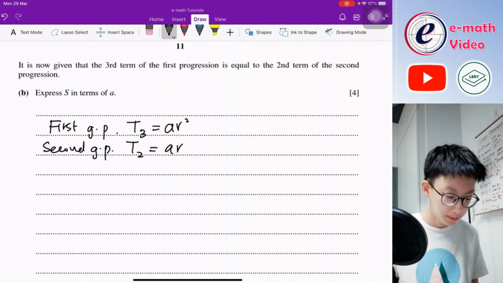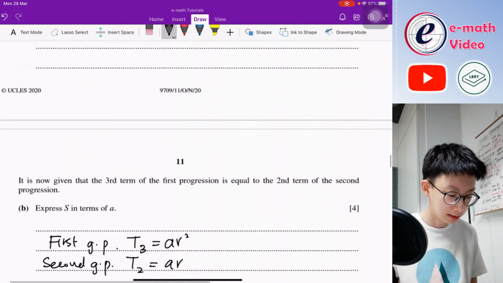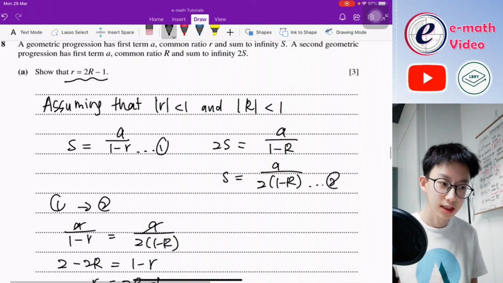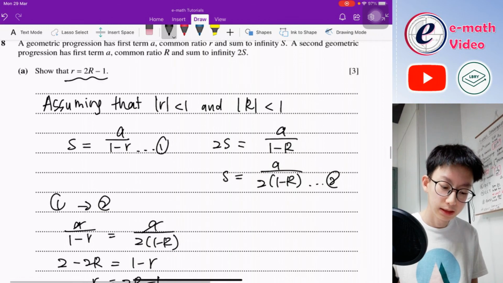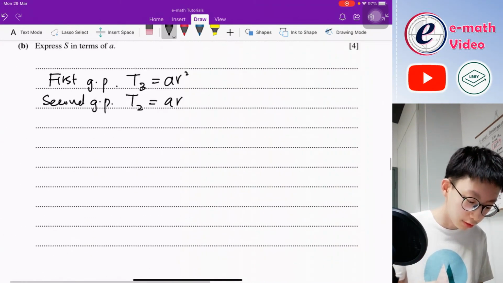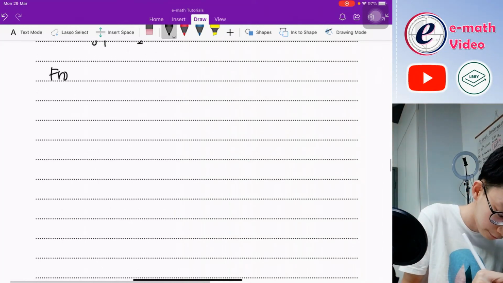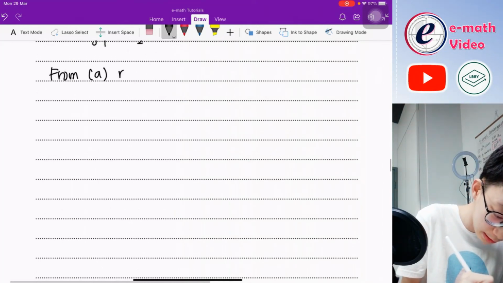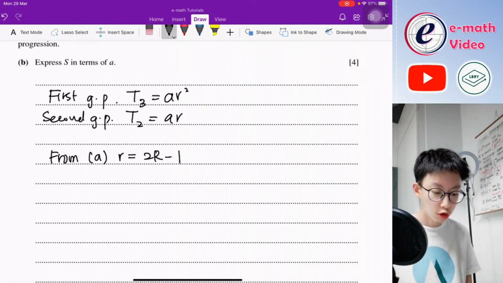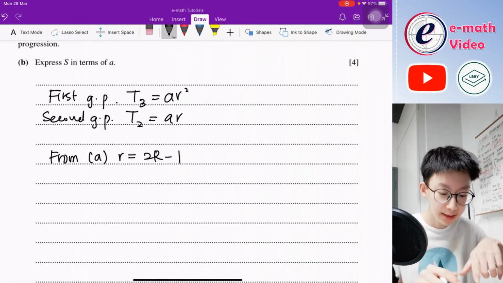Then we want to express S, so I think we need S. Okay, so from part A we already proved that, just write this. From A we know that r equals 2 big R minus 1. So we just go ahead and sub into one of them so that we can compare.